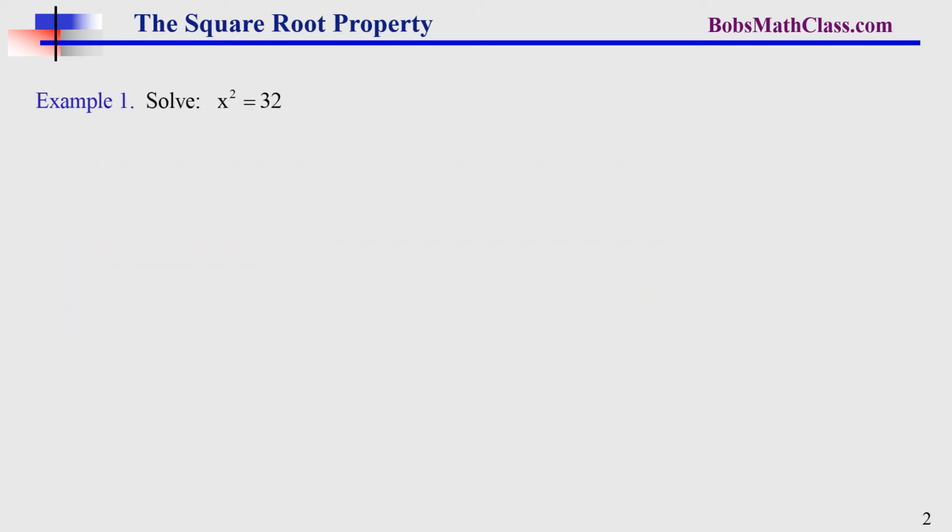Okay, here's our first problem. Solve x squared equals 32. Okay, so we're going to use the square root property. And what that does is it removes the square on the left-hand side. And on the right-hand side, we put a square root. But we have to put the plus and minus also. So on the left-hand side, you get rid of the square, and on the right-hand side, you put a square root. Don't forget the plus and minus.